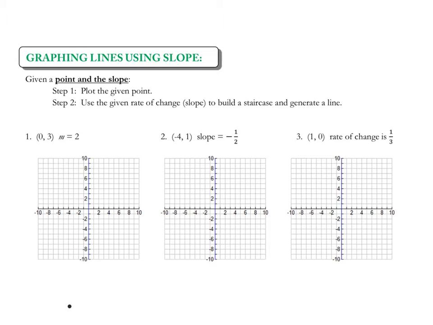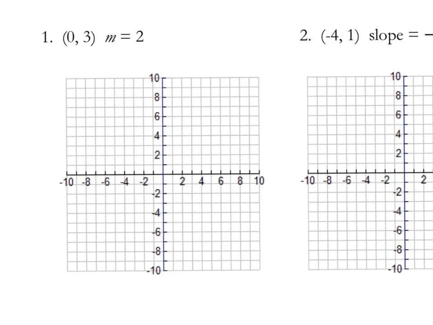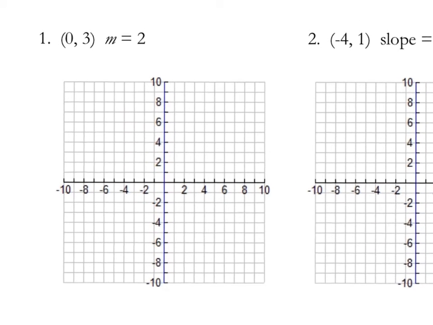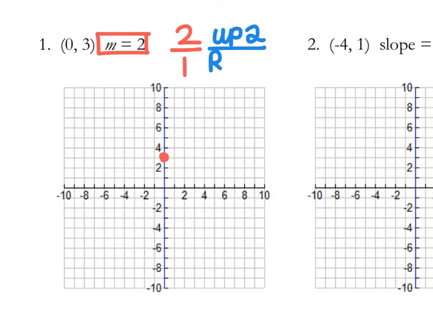All right, guys. So let's start with the first example, okay? It's giving me a point 0, 3. So all I'm going to do is plot that point. So 0, 3 is on the y-axis right here. Now the slope is 2. I want to write these slopes as fractions because remember, slopes are rise over run. So what I'm actually going to do is I'm going to go up 2, and positive 1 means I'm going to go right 1.